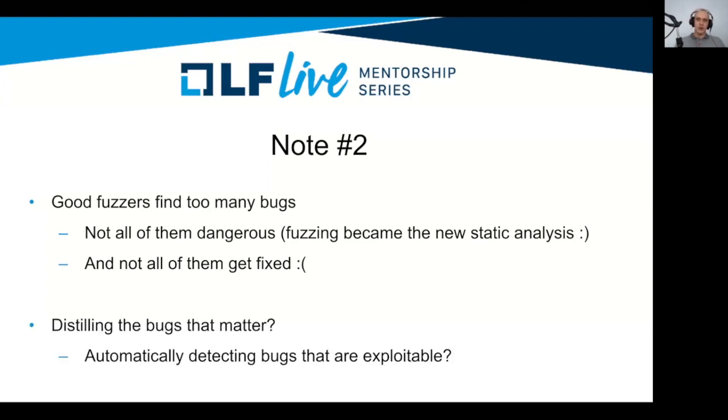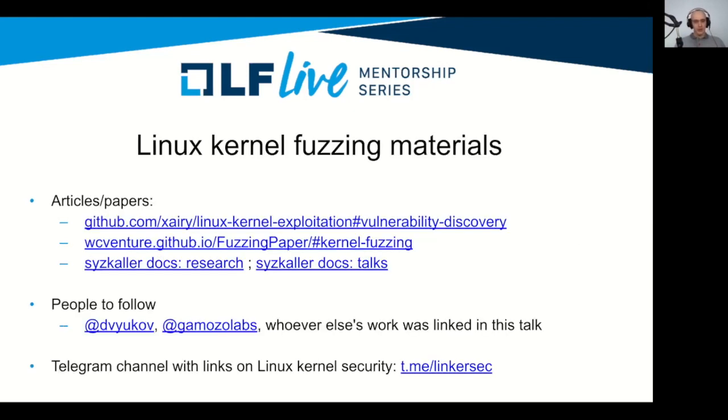One of the interesting approaches that I would like to see in the future is trying to figure out which bugs actually matter. If you have 1,000 bugs, maybe there is some approach to find out which of them are exploitable. But this is not something that I've seen. I've seen some papers talking about automatically exploiting bugs, and this is a step in the direction that I would want to see people going. Just a side note.